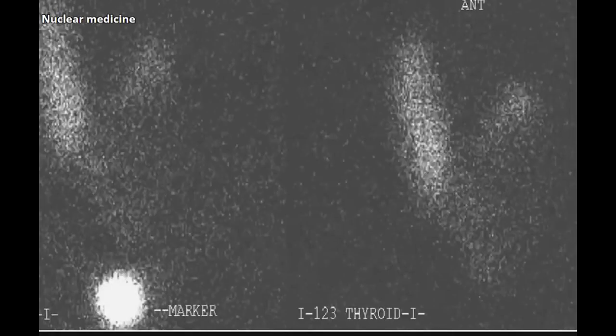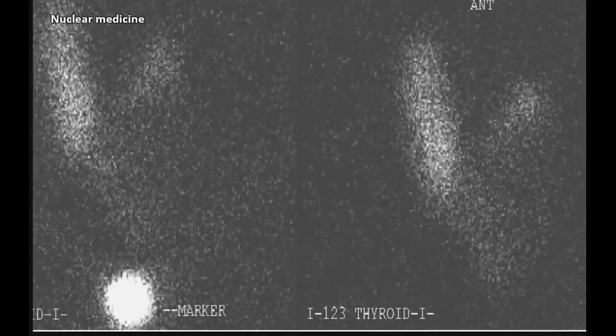So let me show you now another study, the same study, but don't panic. If I show you the black as white and the white as black, this is the same study. So in this study, if you just reverse your standard, what do you think? What is the abnormality here? Yes, excellent. This is a photopenic area in the thyroid gland in the left side. So it could be a cold nodule.